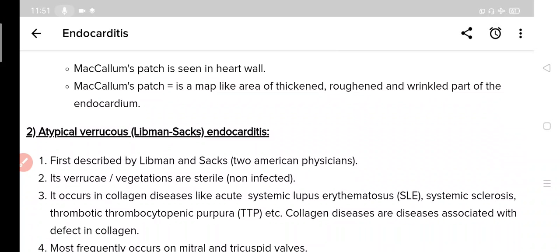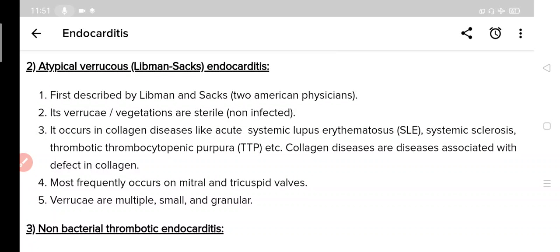Now, we will look at the second type, that is atypical verrucous endocarditis, also known as Libman-Sacks endocarditis. Why Libman-Sacks? Because these were two American physicians who first described this condition. So, their name is given to this condition. It is characterized by sterile, non-infected verrucous vegetations, and it occurs in collagen diseases.